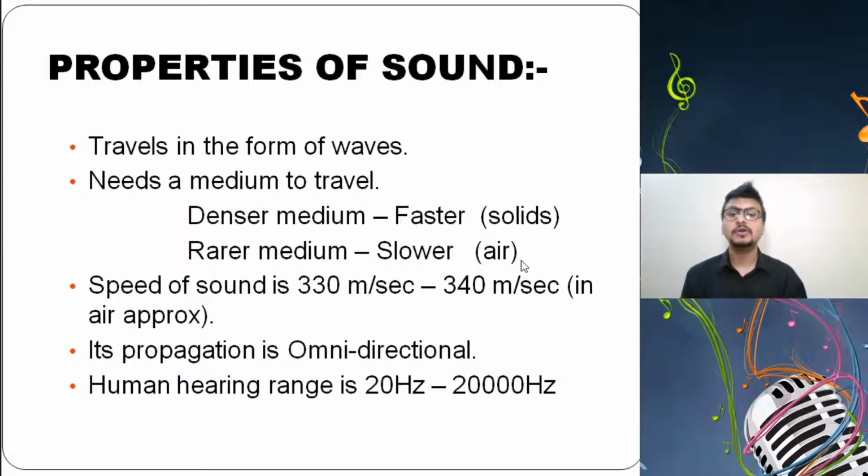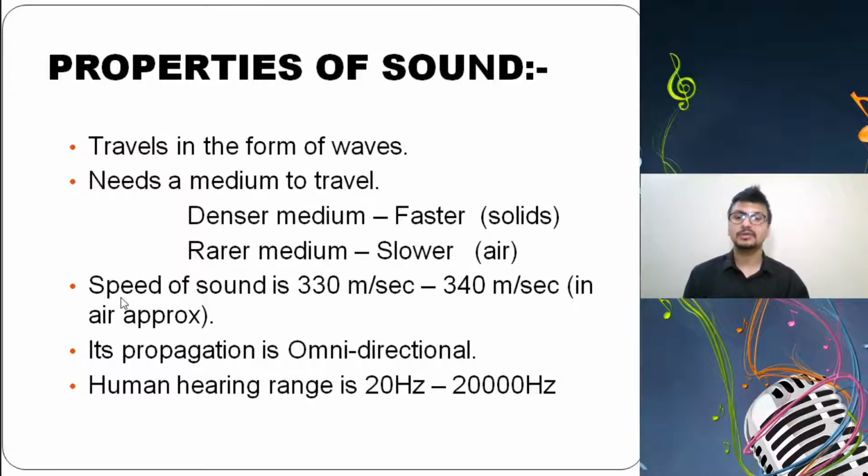There are two types of medium, a denser medium and a rarer medium. In a denser medium, basically solids, sound travels faster because there is less obstruction to the travel of the sound wave. In a rarer medium, obviously the sound will be slower. For example, air is a rarer medium.